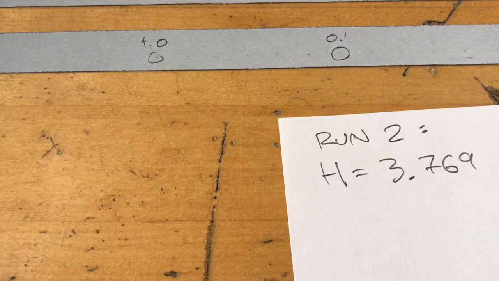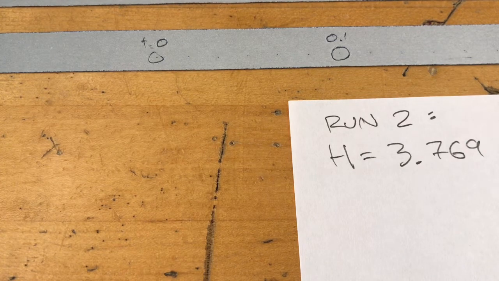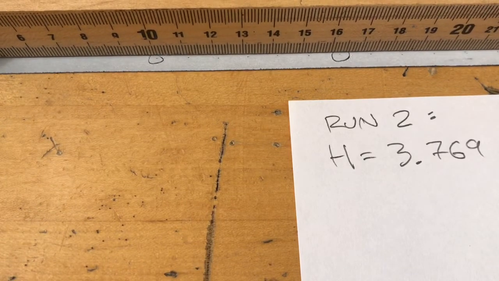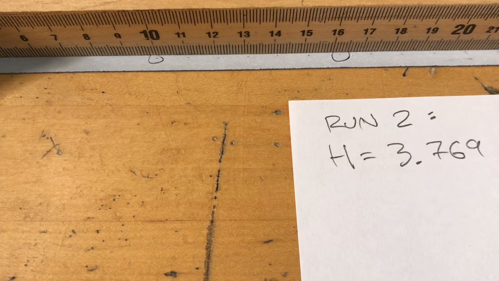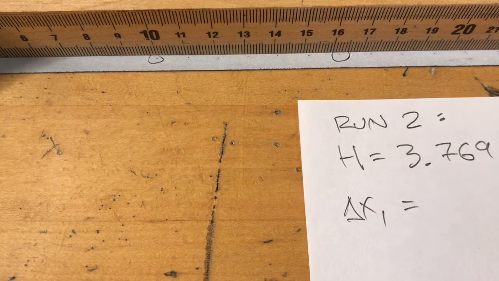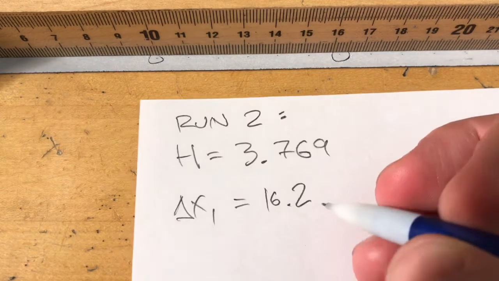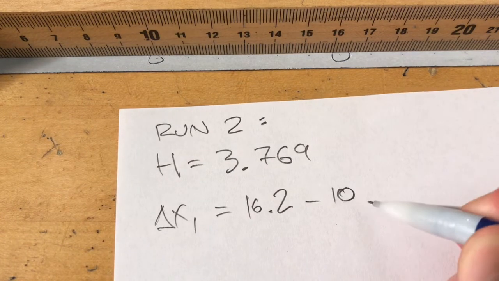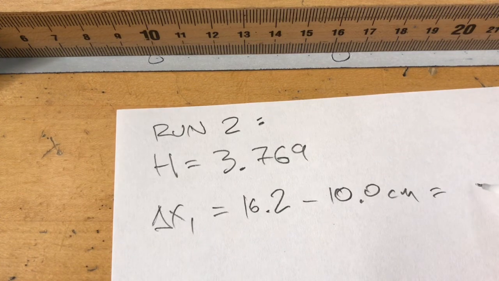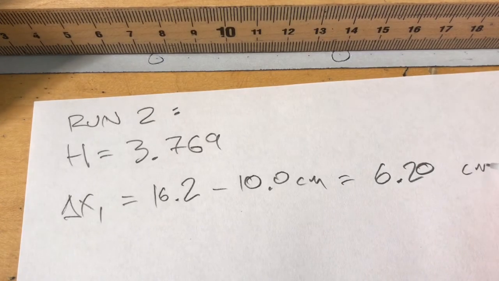Alright, so I've marked out the tape and it looks like we got enough points. So for run 2 with h of 3.769, let's get this lined up. And I think our delta x1 looks like 16.2 minus 10.0 centimeters. So that's just going to be 6.20 centimeters.